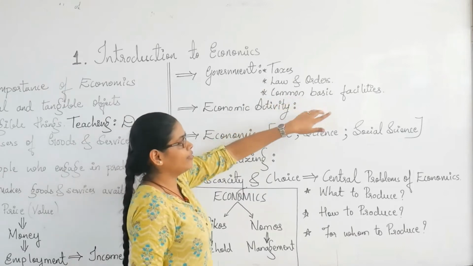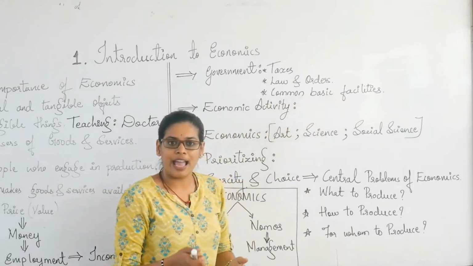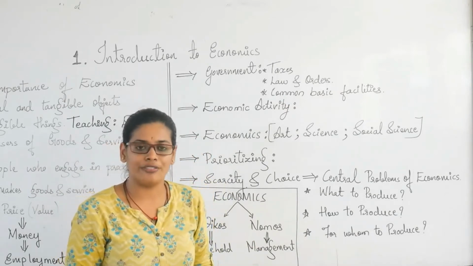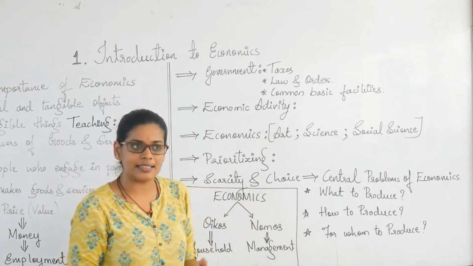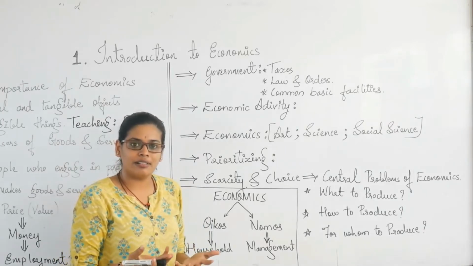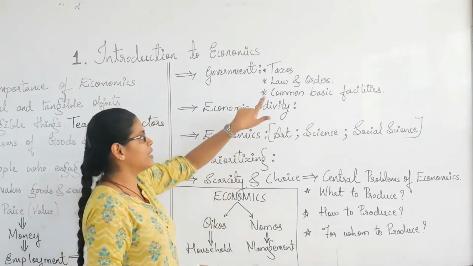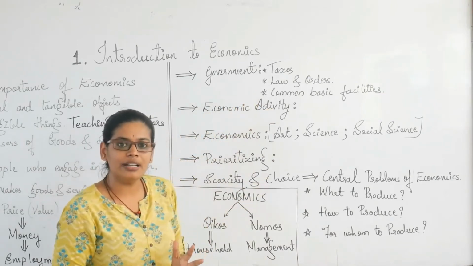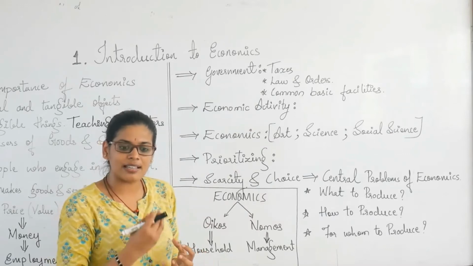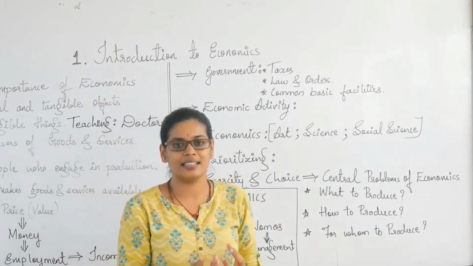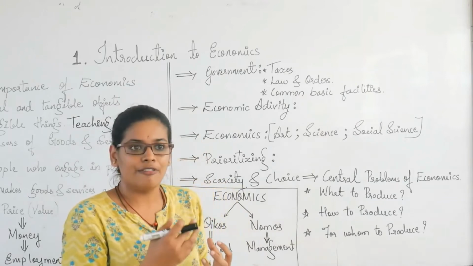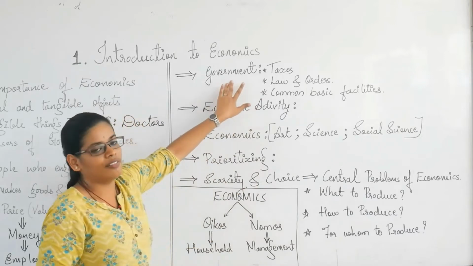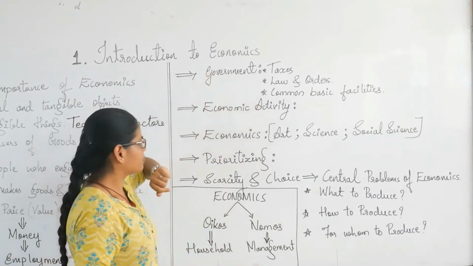And next, we have the common basic facilities. We have road facilities, the transportation facilities. We have water facilities. We have hospitals. From where have we received all these basic facilities? These basic facilities are given by the government. So what the government does here is give us the common basic necessities or facilities which every citizen is in need of. That is why the government comes into the picture.